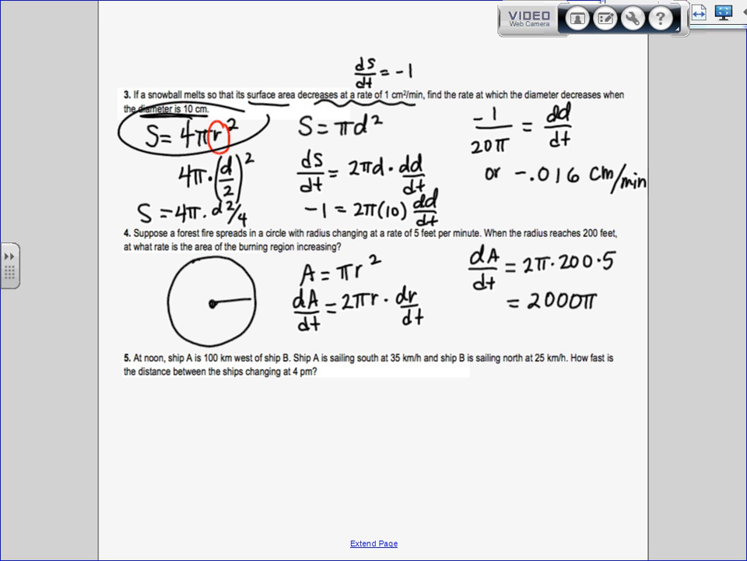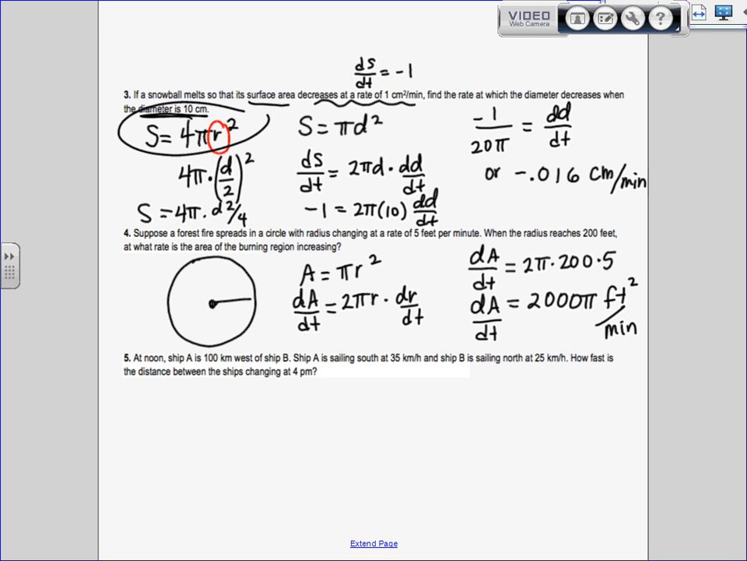What would your units be in this case? Definitely going to be over minutes, but what's on top? Feet squared, right? Because it's an area. So always look at what you're finding: the rate of change of area with respect to time. So you can leave it like that, or you can find a decimal. It doesn't matter.